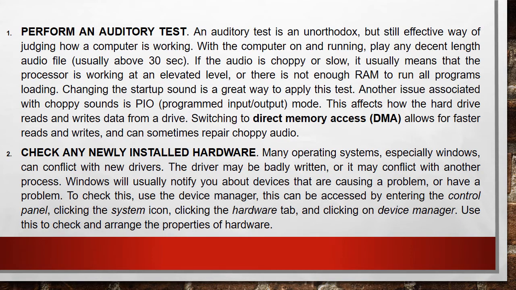First is to perform an auditory test. An auditory test is an orthodox but still effective way of judging how a computer is working. With the computer on and running, play a decent length audio file, usually above 30 seconds. If the audio is choppy or slow, it usually means that the processor is working at an elevated level or there is not enough RAM to run all the programs loading. Changing the startup sound is a great way to apply this test.